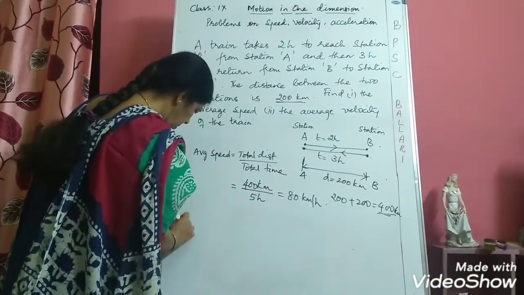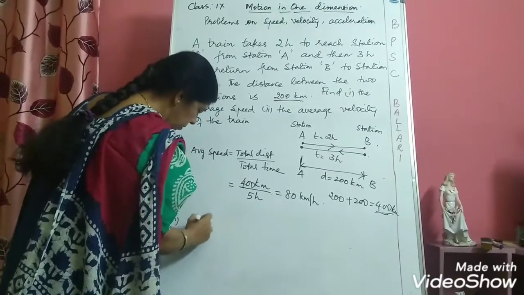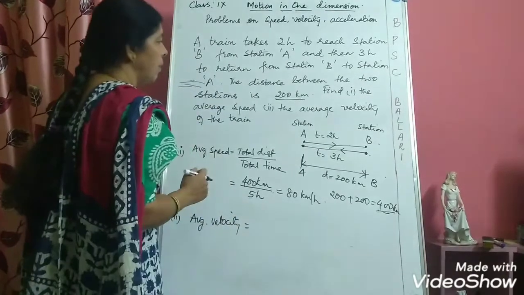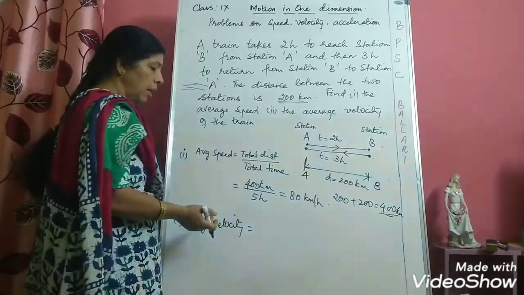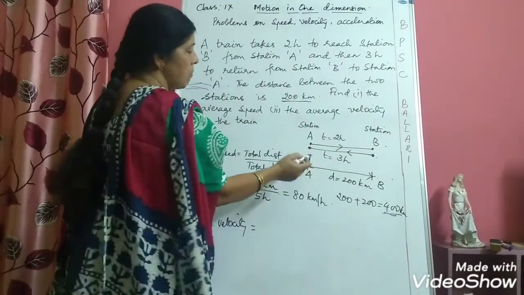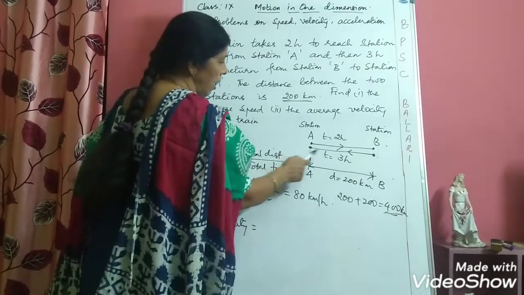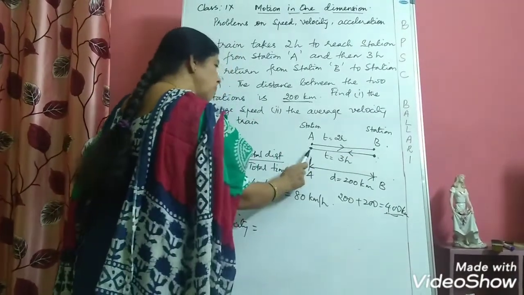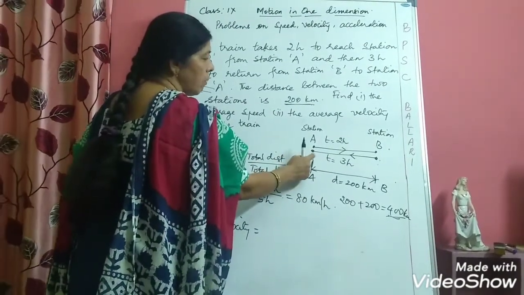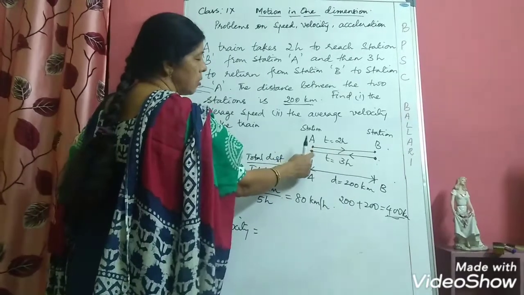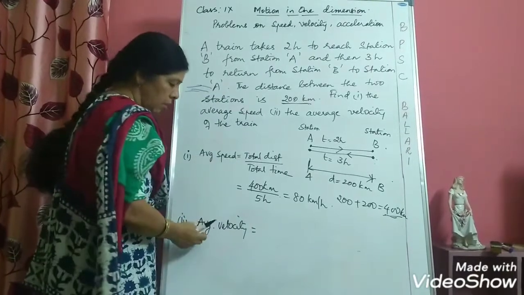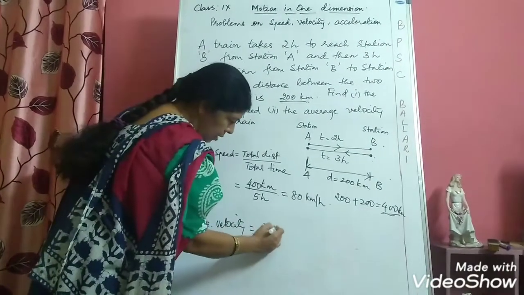Now, to calculate the average velocity. Average velocity is equal to what? Velocity is nothing but displacement by time taken. Here you can observe that the train is starting from A, traveling towards B and again coming back to A. So finally the displacement of the train will become 0 in this case because it is returning to the same station. When displacement is 0, velocity also becomes 0. Therefore average velocity will be equal to 0.